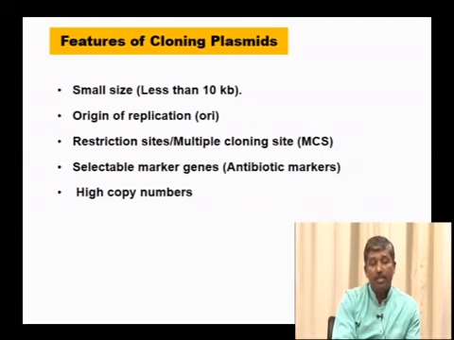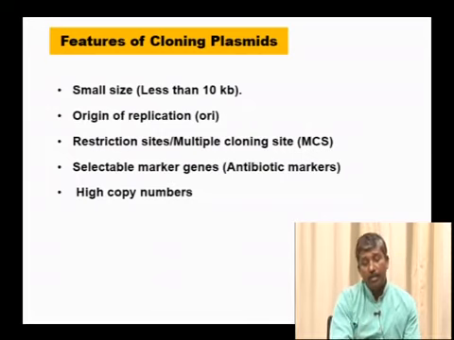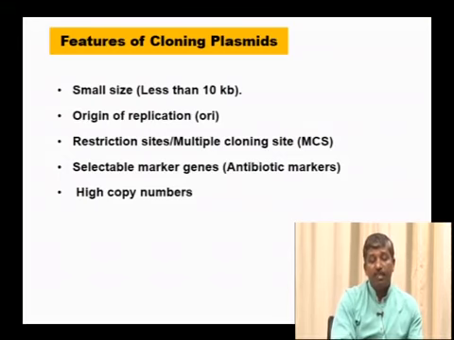Selectable marker genes: in order to select the recombinants from non-recombinants, we use these selectable marker genes. The common ones are antibiotic markers. High copy number is one salient feature. Copy number refers to the multiplication of these plasmids independent of the host cell. High copy number means they replicate more number of times, thereby once we introduce our gene of interest into the plasmid, we can increase our copies of the gene of interest, and thereby the product can be increased.